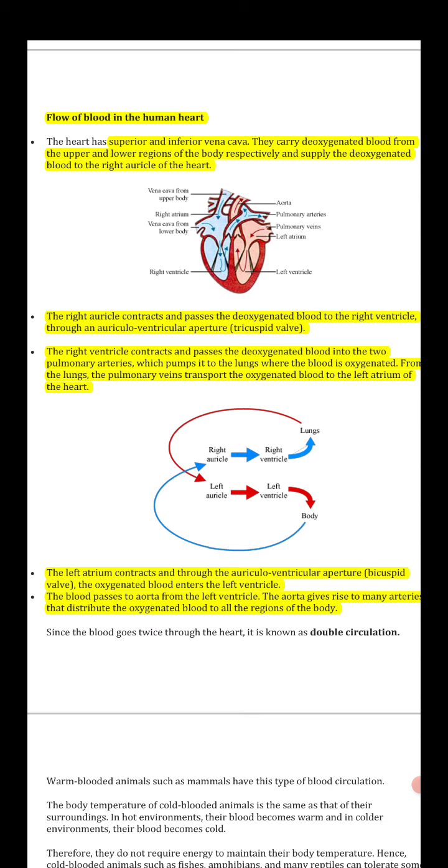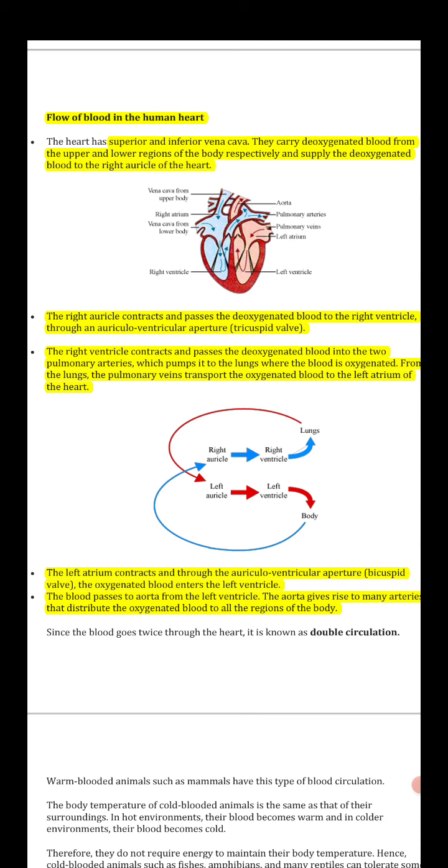So on the right side, first through the superior and inferior vena cava, the deoxygenated blood enters the right auricle from all over our body. After that, through the tricuspid valve, this deoxygenated blood enters into the right ventricle, and through the pulmonary arteries it goes directly to the lungs, and here the deoxygenated blood is oxygenated.